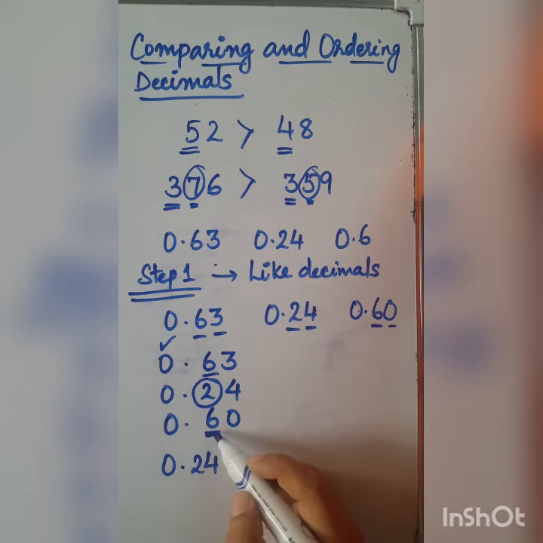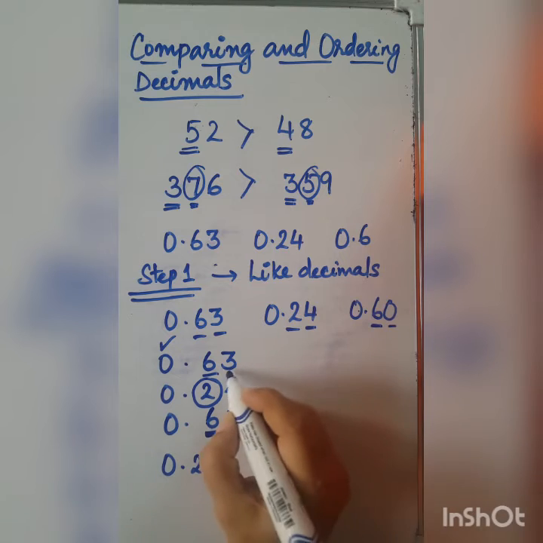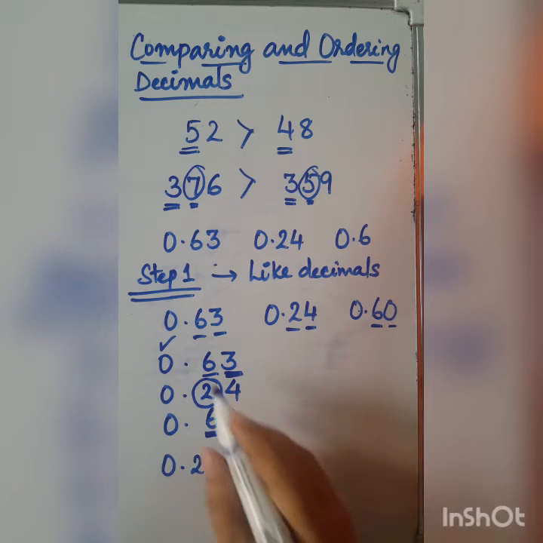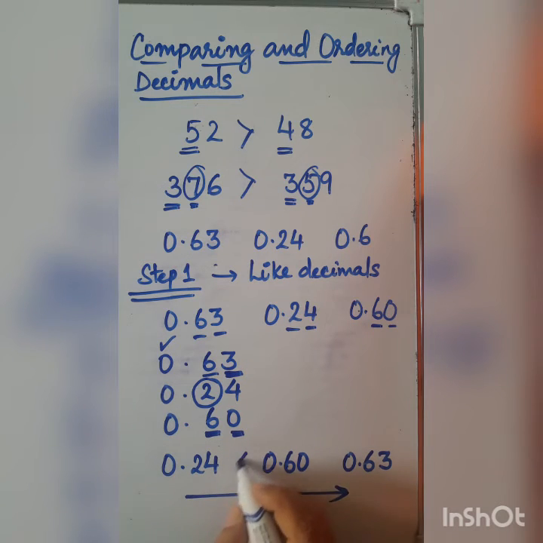Now here both are having 6 in their tenths. So I will move on to the next number, that is the hundredths. So I know that 0 is less than 3. Therefore 0.60 will be next in the list, that is smaller than 0.63. So we see that these numbers we have written in the ascending order, 0.24 being least, then 0.60, then 0.63 is the greatest decimal here.